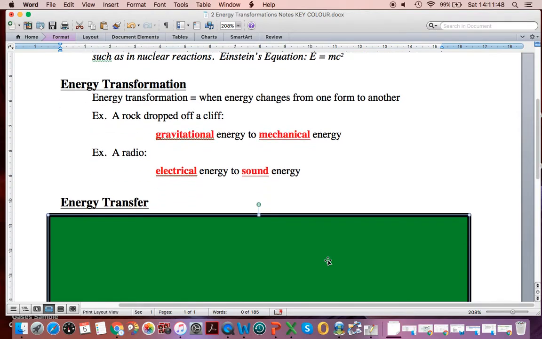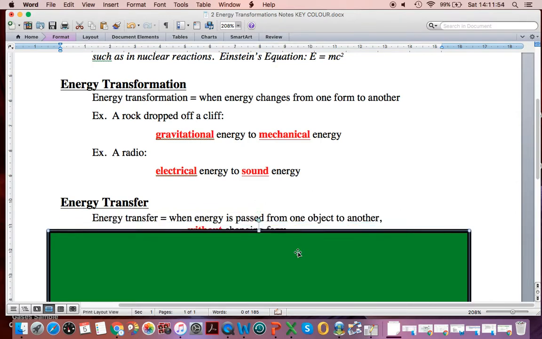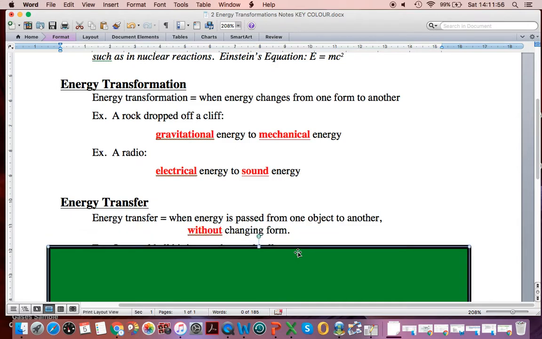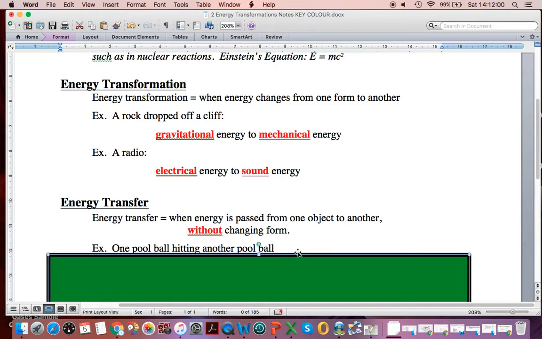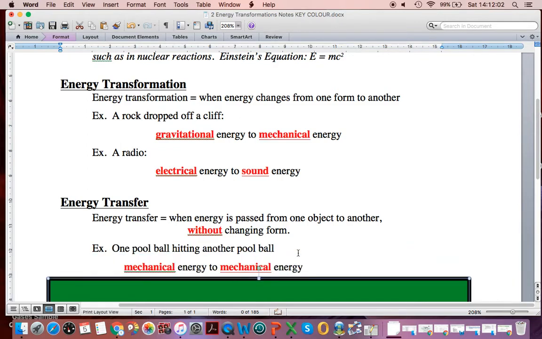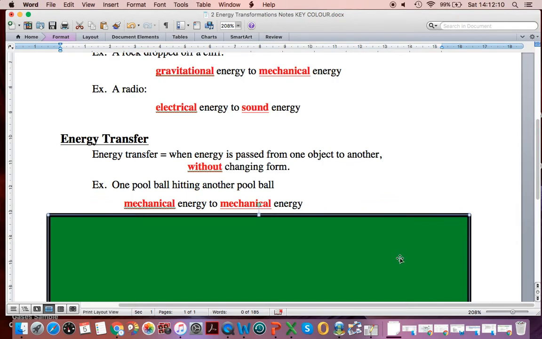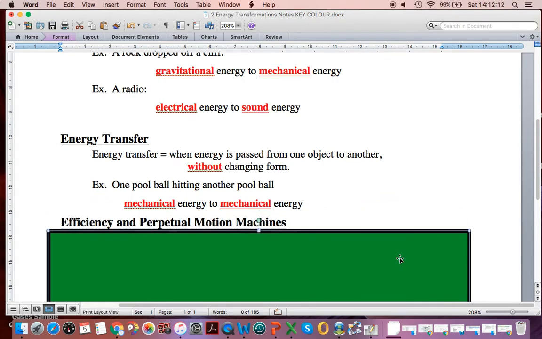Now, energy transfers are similar to transformations. The only difference is we're not changing form. So energy is passed from one object to another without changing form. So a pool ball hitting another pool ball, we're going from mechanical to mechanical. Now, when they hit, you'll also get some energy being produced in the form of sound and low-level heat.